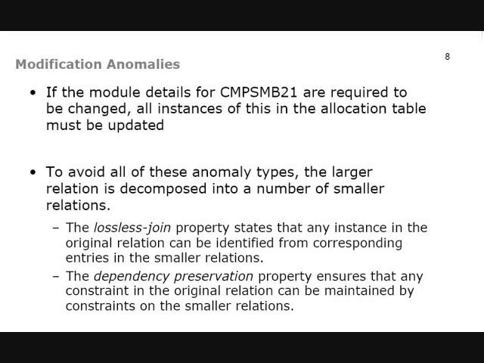The other thing that I have to guarantee is what is called the dependency preservation property. That means that the constraints that I had, if any, on the original relation, I must be able to maintain in the smaller relations. So that is looking at the constraints of the data. If there was a particular constraint that said a member of staff should not be associated with more than 3 modules, that constraint should be something that I can maintain in the smaller relations. So those are the two properties that I have to guarantee as I decompose my larger relation into smaller relations.